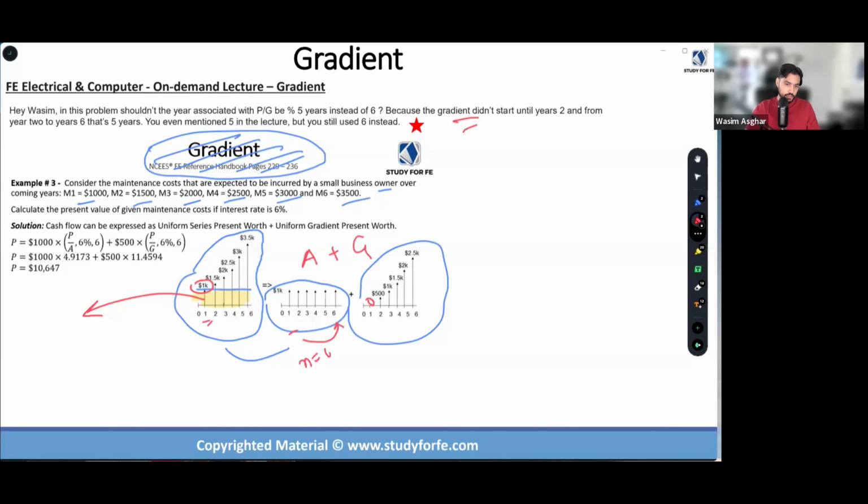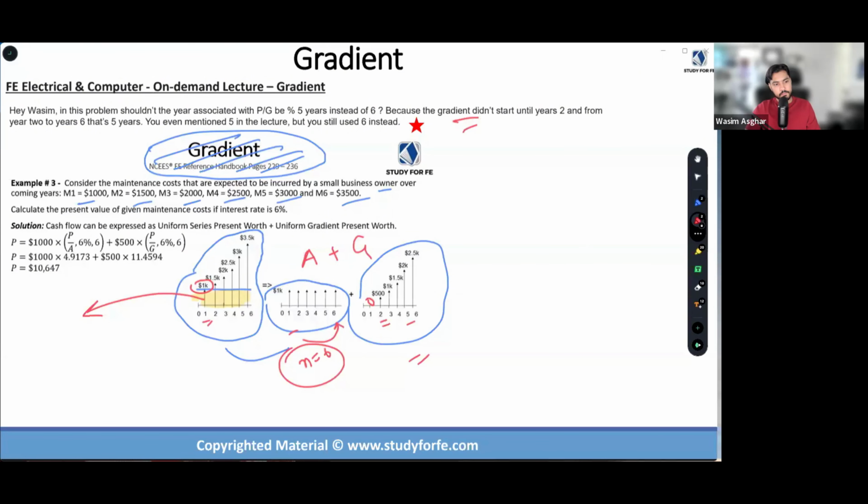So n is equal to 6, and I receive multiple questions on this type of scenario, where people start counting the number of arrows, which is first of all the wrong approach. In gradient, we don't count the number of arrows. If it's a pure gradient that we've extracted, you've got to realize that the cash flow of a gradient is a little bit odd. You don't have any cash flow in year 1 and year 0.